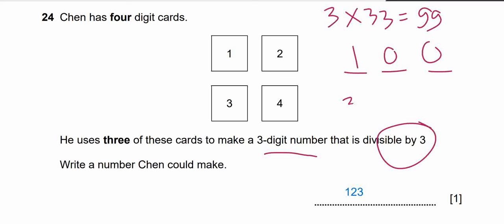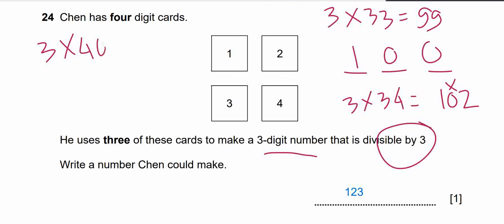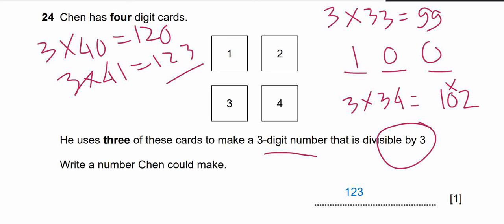It means 3 times 34 will be 102. Alright, now if we keep counting, we see that the cards don't have a 0, so we go to 103... Let's go straight to 3 times 40, which is 120. Then the next multiple of 3, 3 times 41, is 1, 2, 3. That's how we got our answer, 1, 2, 3.